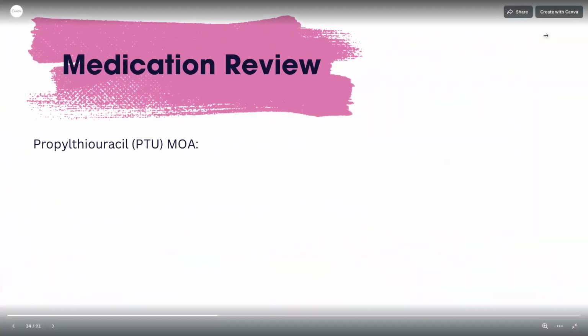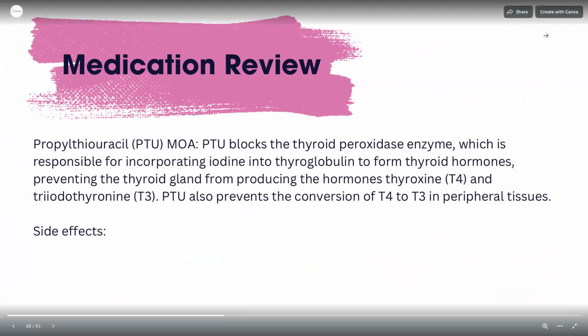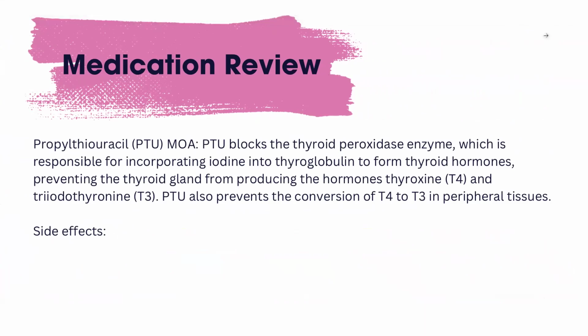Okay, quick medication review. Does anyone know the mechanism of action of PTU? There are kind of two mechanisms here, but really it blocks the thyroid peroxidase enzyme. So you prevent the gland from producing the hormones. It also prevents conversion of T3 and T4 in peripheral tissue. What about the side effects? Yeah, agranulocytosis and aplastic anemia.